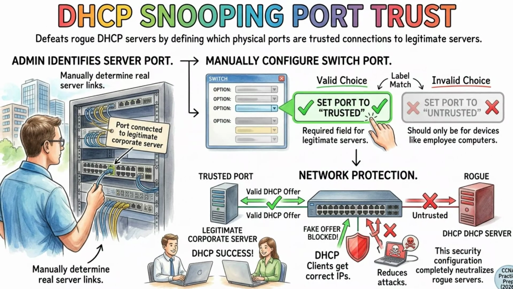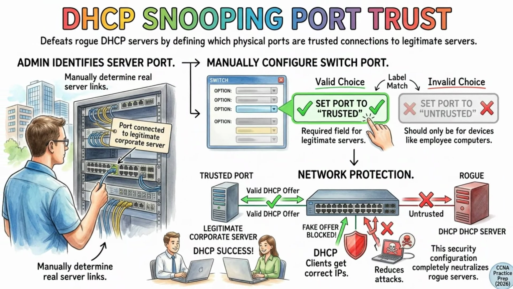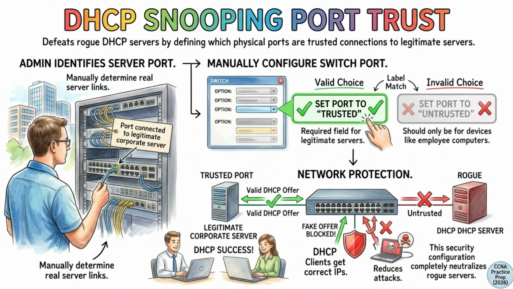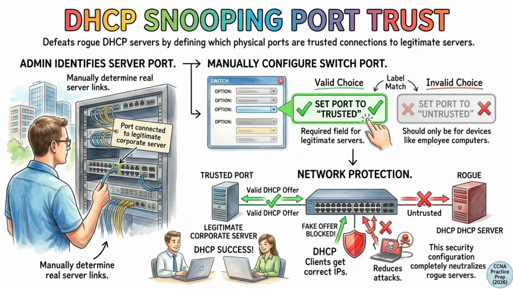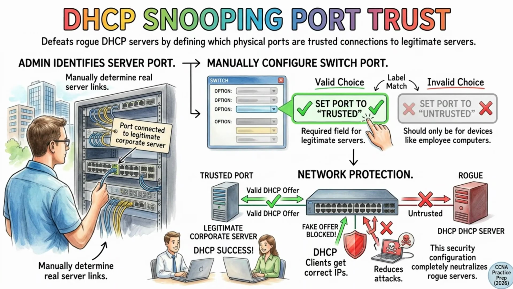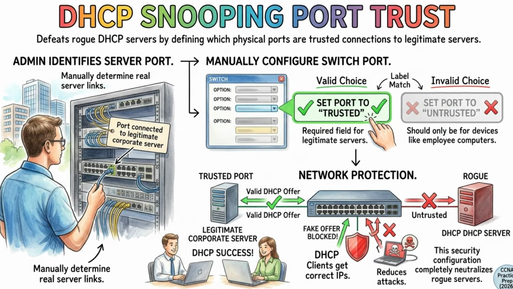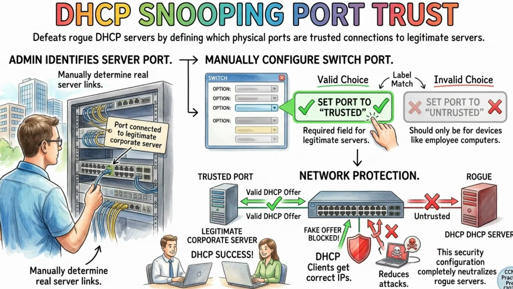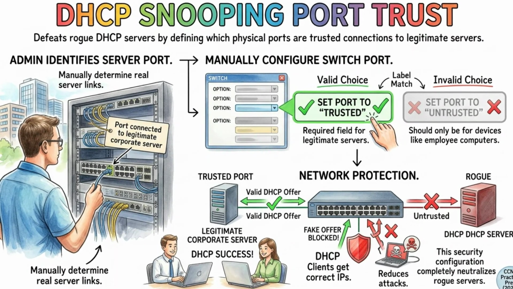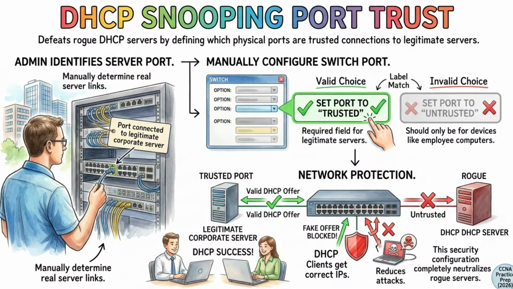To decisively defeat these fake servers, network administrators implement a brilliant switch software feature called DHCP snooping. DHCP snooping forces you to manually identify which physical switch ports are actually connected to your legitimate, trusted corporate servers. All the other switch ports connected to regular employees are permanently designated as untrusted, and the switch will immediately block any DHCP server messages attempting to enter those untrusted links. This simple but highly effective configuration completely neutralizes rogue servers and is a heavily tested security concept on the CCNA exam.